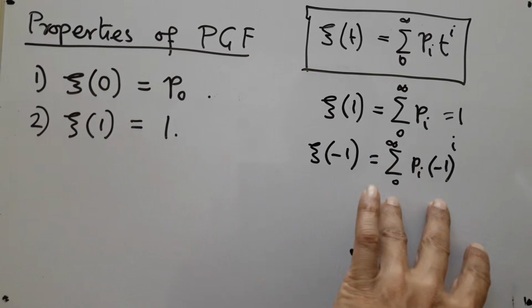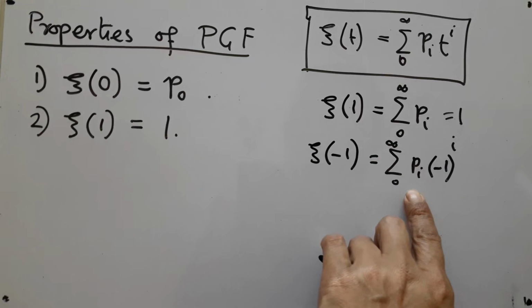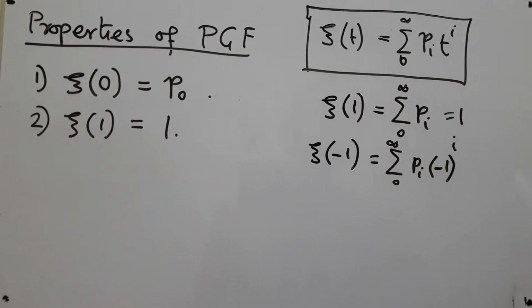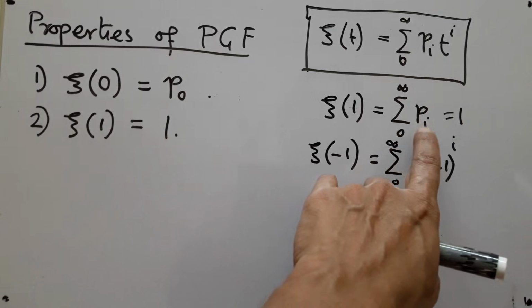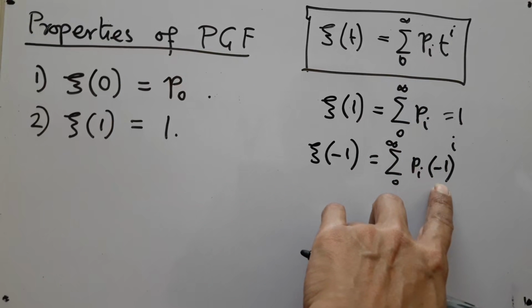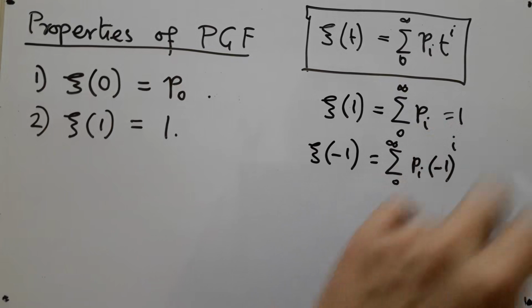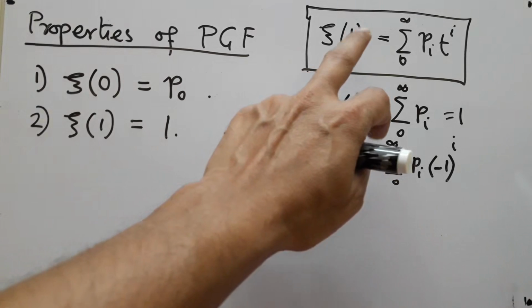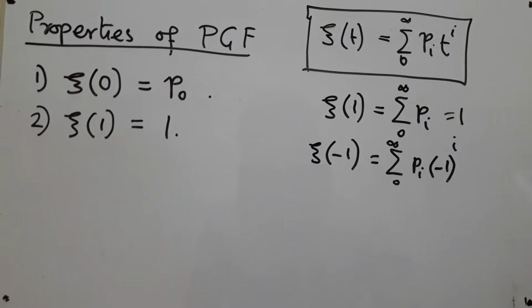Observe that this must converge because pi's are all non-negative, so the only sign comes from this. So once I take its absolute series, I get back to this because the effect of the sign goes away. So the absolute series converges to 1. If the absolute series converges, then naturally this series must also converge. So for t equal to minus 1 also it must converge, though I may not have a ready description for this limit, but at least I can say that it will converge.